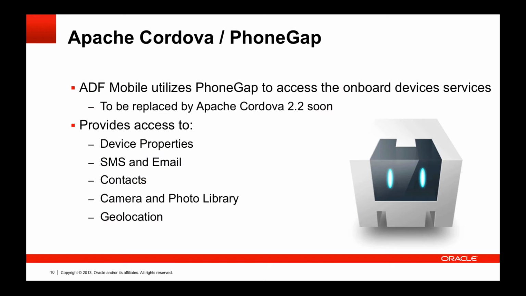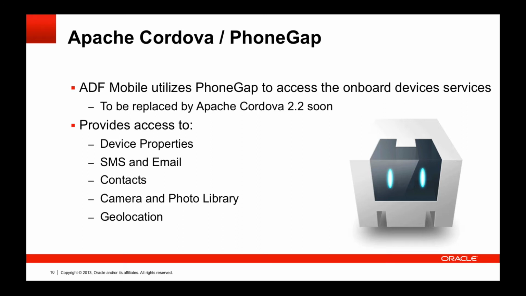PhoneGap, also known as Apache Cordova, provides the APIs under the covers that ADF makes use of to access your phone or tablet services, such as email, SMS, camera, the GPS, and the contact services. It's worthwhile noting, though, ADF Mobile abstracts away from the underlying PhoneGap solution and wraps ADF APIs around these PhoneGap services. So underneath it is indeed PhoneGap that is used, but to you it looks like normal ADF solutions.